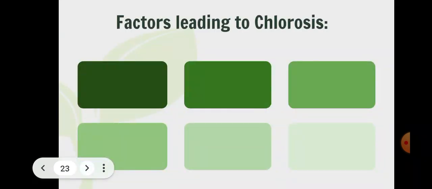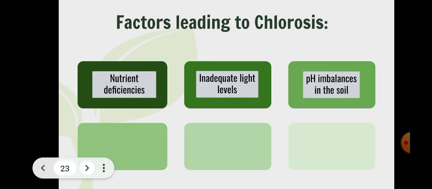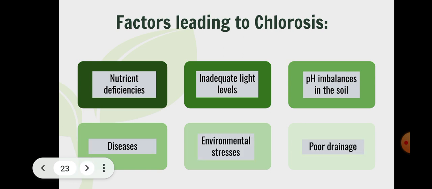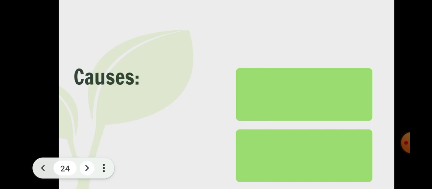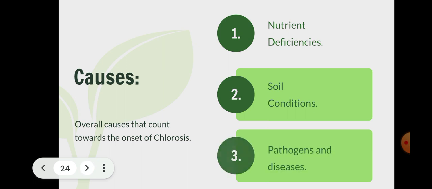Now I'll be talking about the factors that lead to chlorosis, and these include nutrient deficiencies, inadequate light levels, pH imbalances in the soil, diseases, environmental stresses, and poor drainage. Next, I will be talking about the causes that count towards the onset of chlorosis. The first one being nutrient deficiencies, the second one is soil conditions, and the third one is pathogens and diseases.